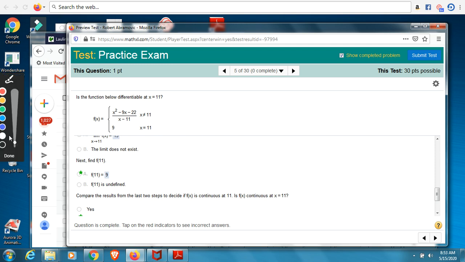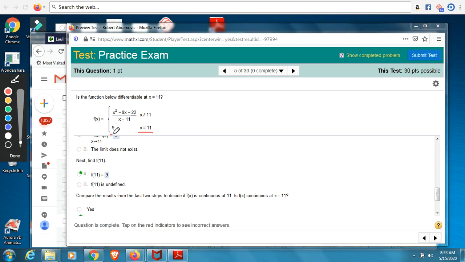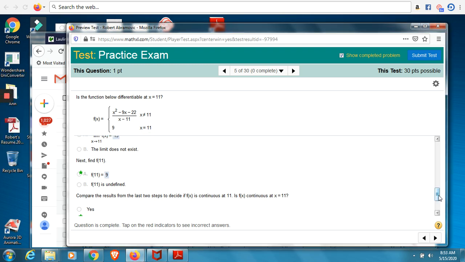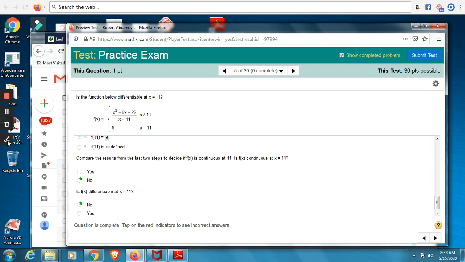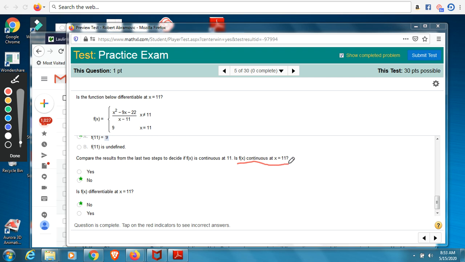Now, what's f of 11? That's just given here. When x is 11, what's f? It's 9. Compare the results in the last two steps, and decide if f of x is continuous at 11. Is f continuous at 11?